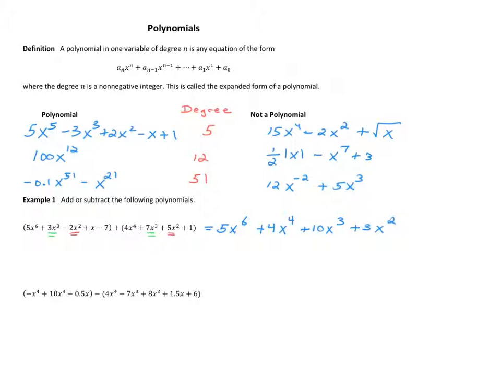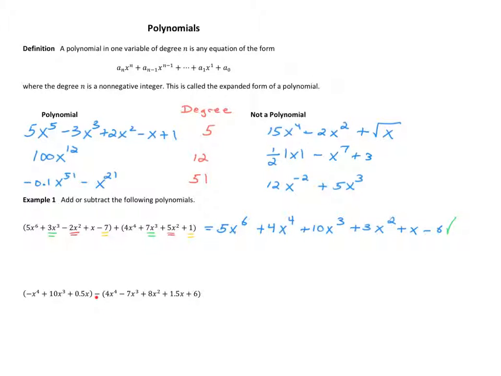Okay, now I have x to the first power, and this is the only one, so I'll just put a plus x. And then I have negative 7 and positive 1, which adds to a negative 6. And this is my answer. So I've combined all like terms, and basically I've added these two polynomials together. Now, what if we were to subtract polynomials? So I have this polynomial of degree 4, and I'm subtracting another polynomial of degree 4 from it.